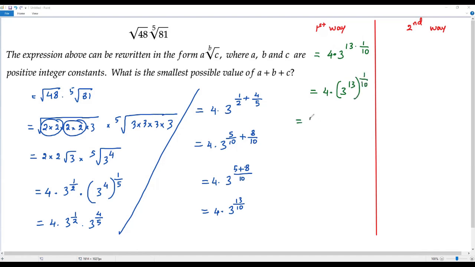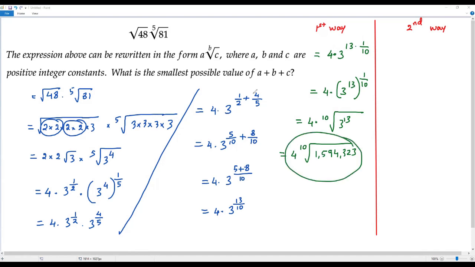Then we get 4 times, and here we can write this exponent of 1 over 10 as a radical, and when I write this as a radical, it will have index 10, the denominator over here. Then we get the 10th root of 3 to the power of 13. Now let me evaluate the value of this 3 to the power of 13. Its value is 1,594,323, the value of this 3 to the power of 13.